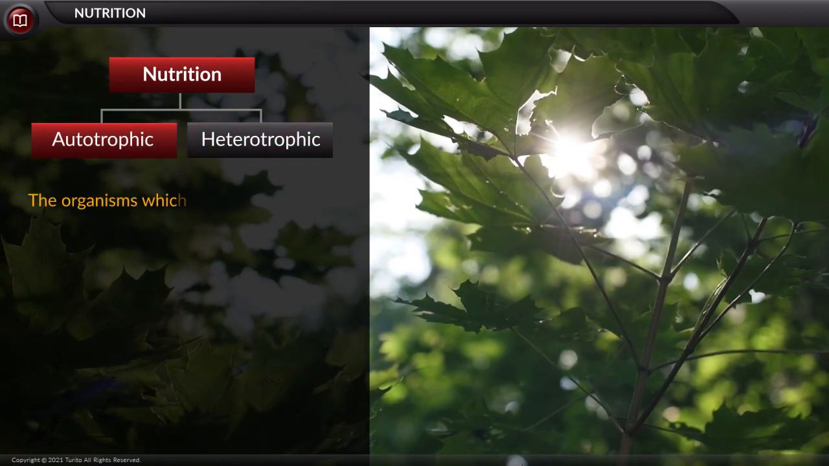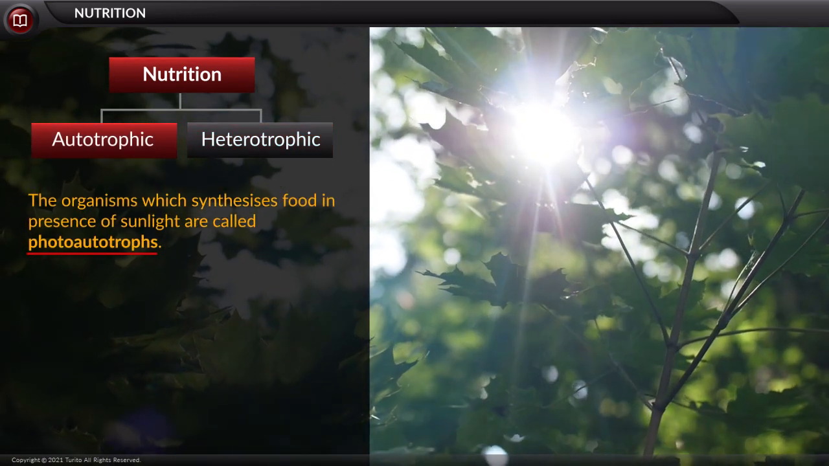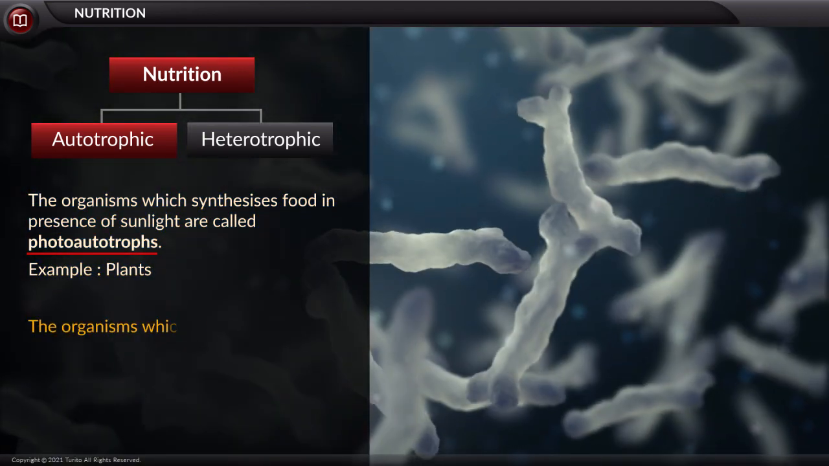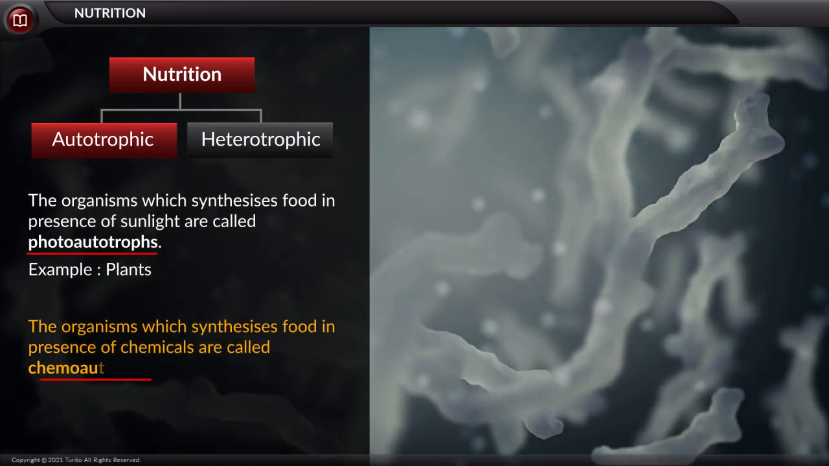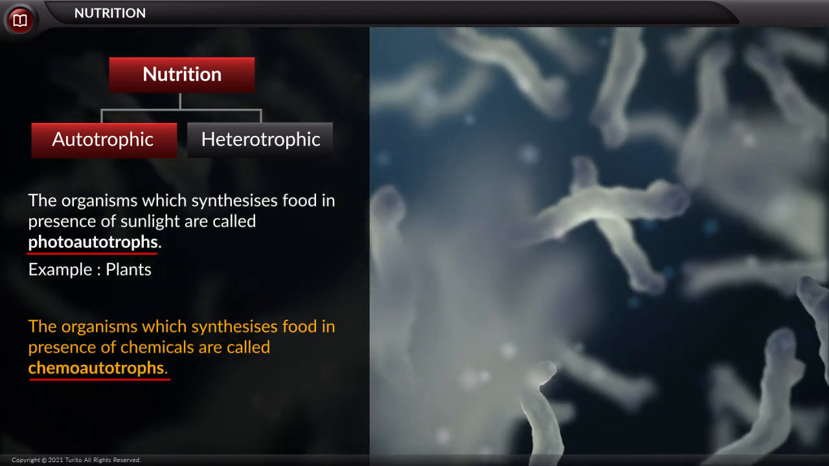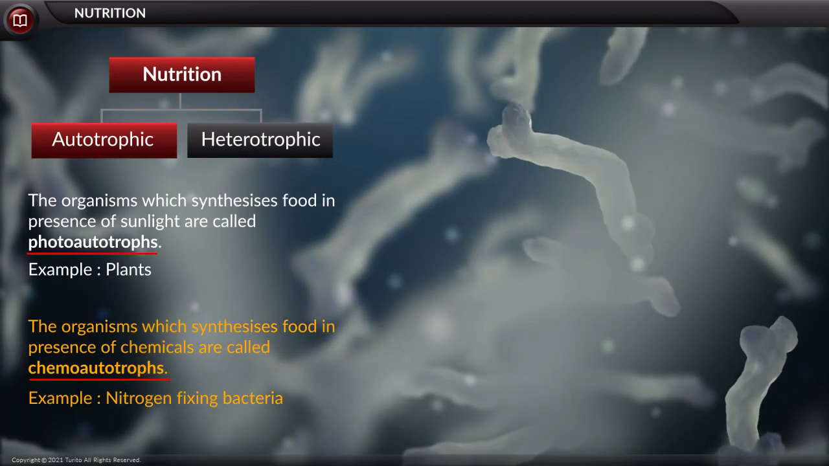If an organism synthesizes food in presence of sunlight, it is called photoautotroph. We have plants as an example. If an organism is synthesizing food in presence of chemicals, we call it chemoautotroph. We have few bacteria like nitrogen-fixing bacteria as example.